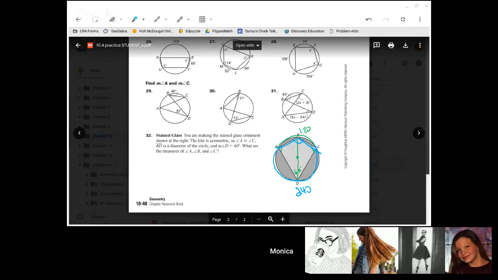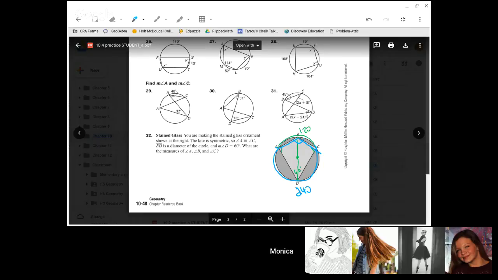120. Another way we could have done it is to say, we know that these angles have to be supplementary. So they have to add up to 180. So we could have just done 180 minus 60. Gives you 120 for that angle.